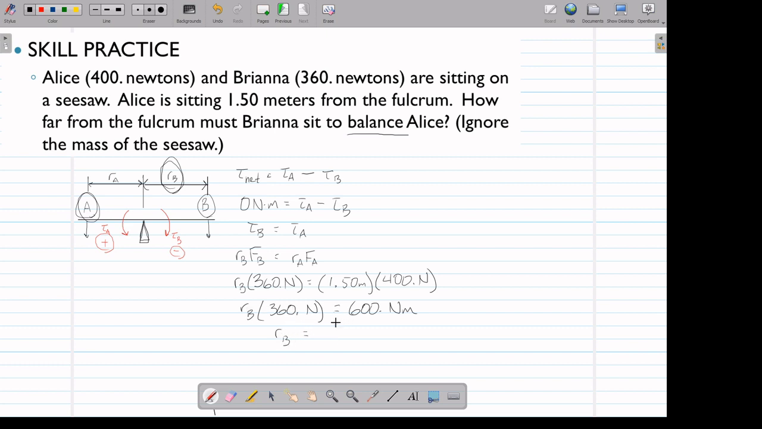And punching those into your trusty calculator, 600 divided by 360 is going to be 1.6 repeating. We will round that to 3 significant figures, and we find that Brianna must sit 1.67 meters from the fulcrum in order to balance Alice. And that's our final answer.